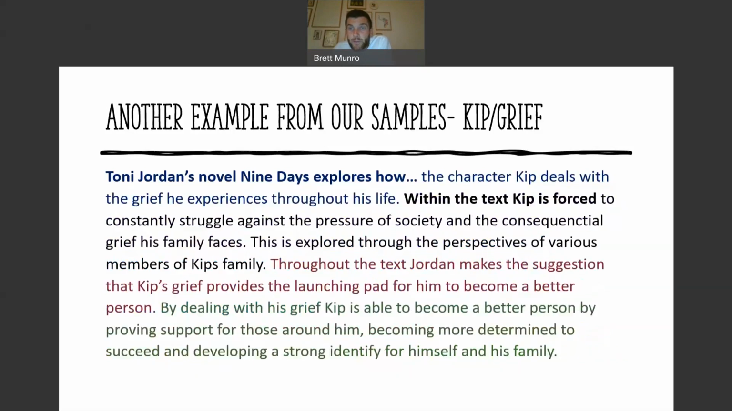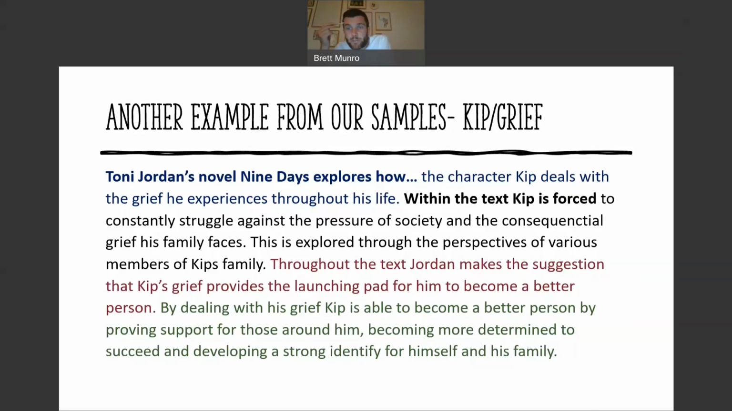Lastly, you will have noticed that in each of the examples, they all related to a similar prompt or a similar idea. So I'm going to go over what those combined examples would have looked like when we put it all together. For the Kip grief example, Tony Jordan's novel 9 Days explores how the character Kip deals with the grief he experiences throughout his life. Within the text, Kip is forced to constantly struggle against the pressure of society and the consequential grief his family faces.